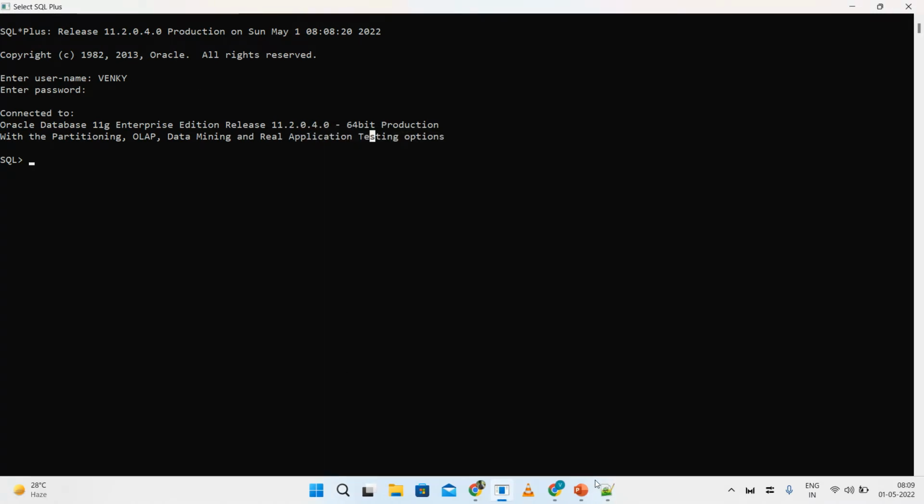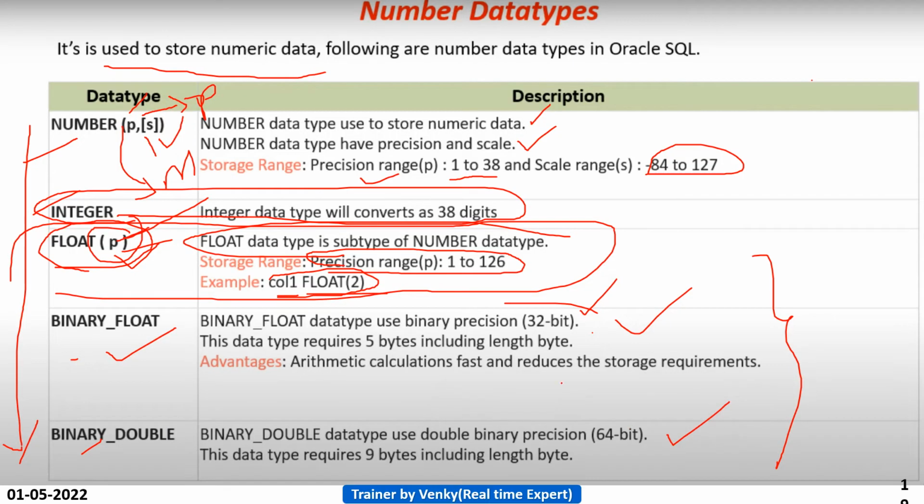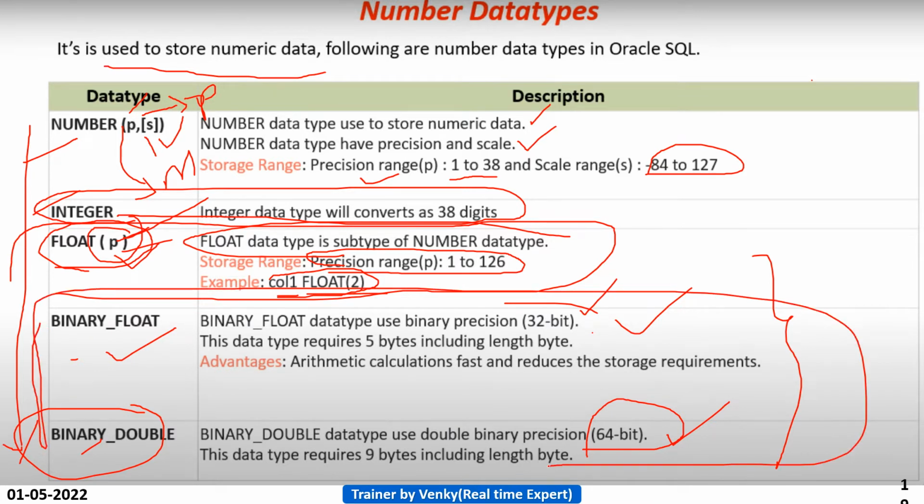So based on that, you have to declare. For example, if you install 32-bit software, binary double doesn't accept it because it accepts only 64-bit. If you install 64-bit, both will accept it: binary double and binary float.